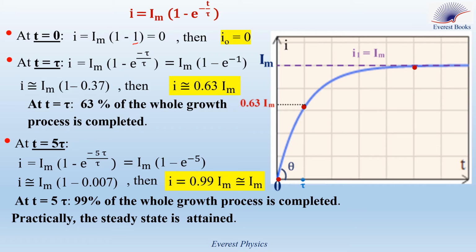Remark: the expressions of i in terms of Im at t equal tau and at t equal 5 tau have to be memorized by the students, unless otherwise they are asked to prove these expressions. Finally, let's determine the expression of i when t tends to infinity. We know that e to the power minus infinity tends to 0. Therefore, when t tends to infinity, the current tends to Im. So we can write i equal Im is a horizontal asymptote of the current during its growth.